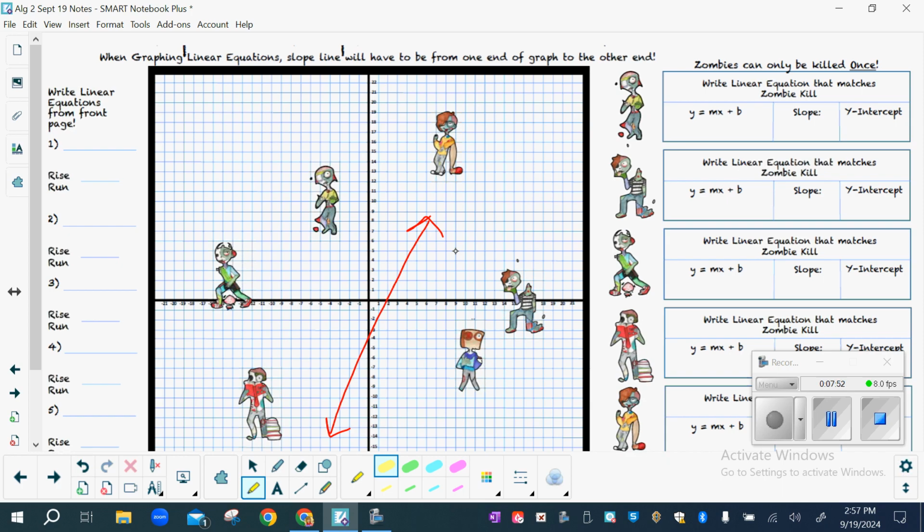No, so I need to make sure that every line goes through one and only one zombie. So what's wrong with this line? Yeah, so I didn't extend it far enough. I need to extend it farther so that I can see which zombie it goes through. So this was just a pretend one. I just drew that there so it goes through this zombie. So whatever that equation was, you'd go over to that zombie and write that equation over here in this part. Okay? So I want to see you draw at least one line that kills a zombie before you go. That's your homework.